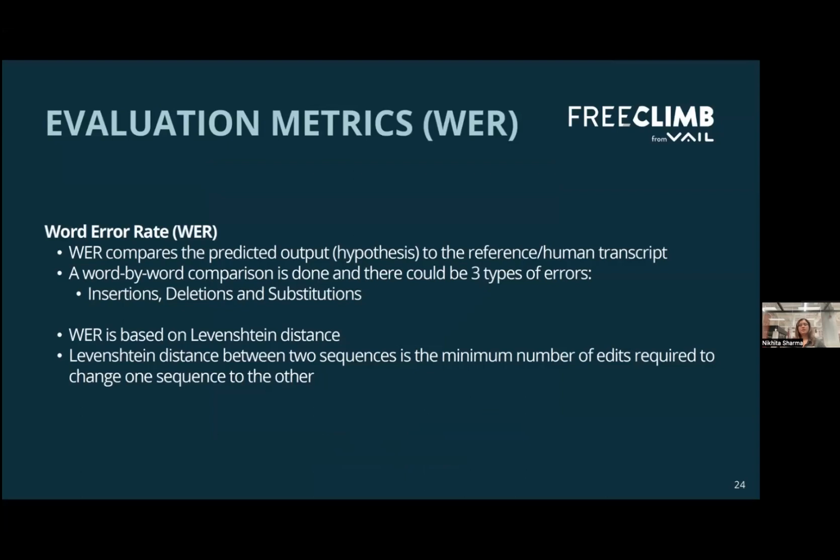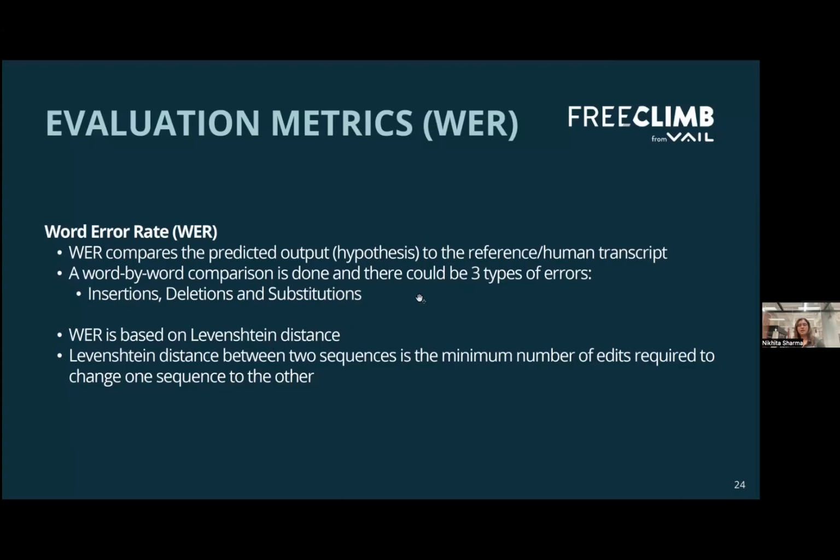So once you have a system, you want to ensure that it is performing well, and you need to evaluate it in some way. So the common metric used for evaluation is the word error rate. And the word error rate compares the predicted output to the reference or the human transcript. So once you have both of these, you can compare them word by word. And wherever there are errors, you can categorize them as insertion, deletion, or substitutions. And this is based on Levenshtein distance.